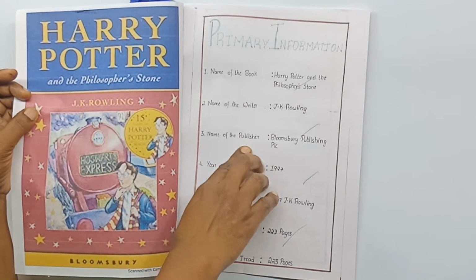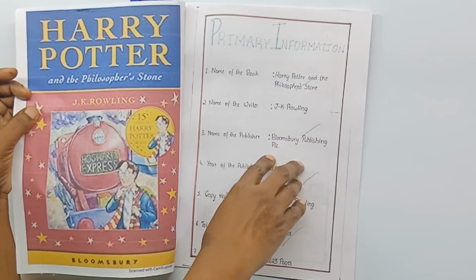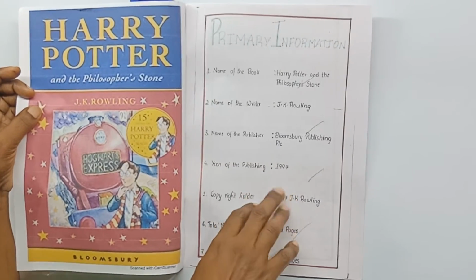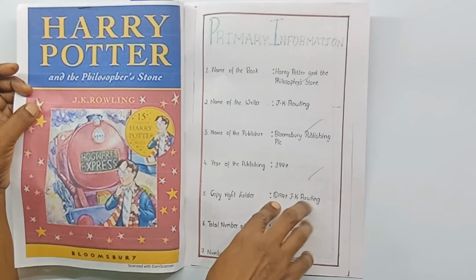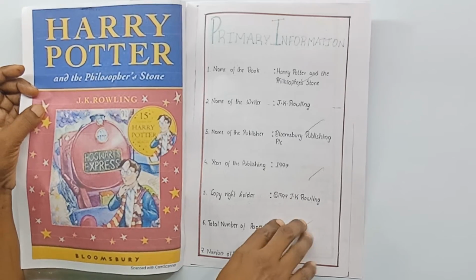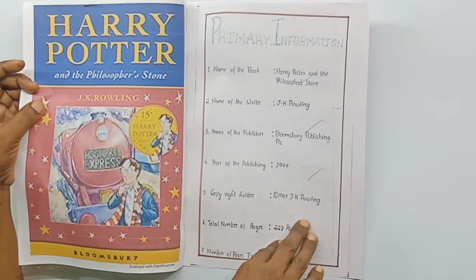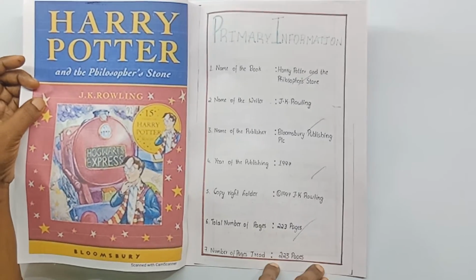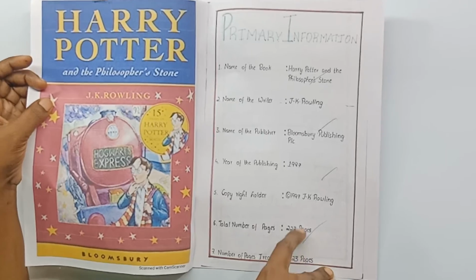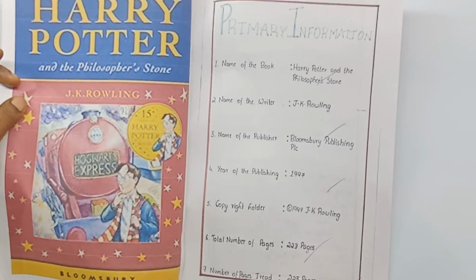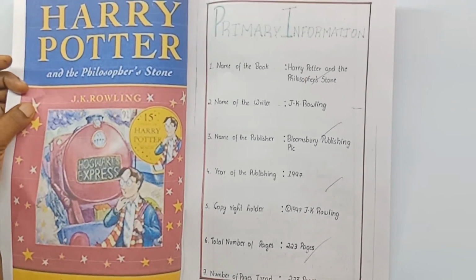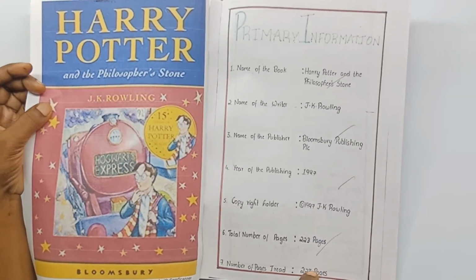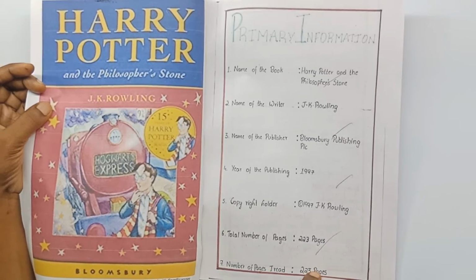The name of the publisher, you would write here. Year of publishing you would write here. Copyright holder, whoever is the copyright holder, the name you would write here. Total number of pages in the entire book, that you would write here. Then the number of pages I read. Here the child has read the whole book, so she has written 223 pages. Whether you read it completely or not, you have to tell it here. If I had read 50 pages, 100 pages, write it genuinely.